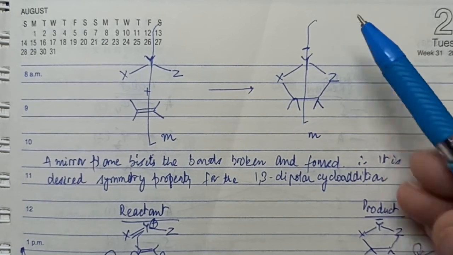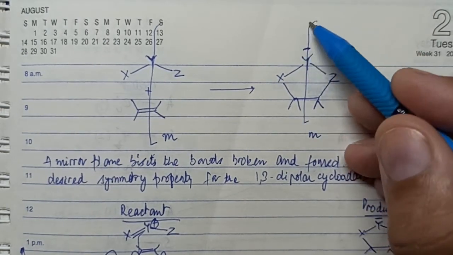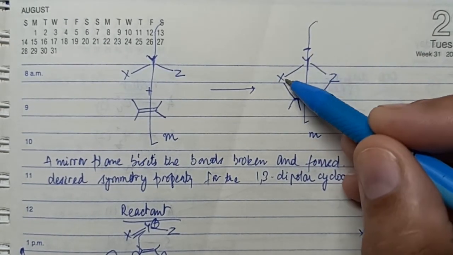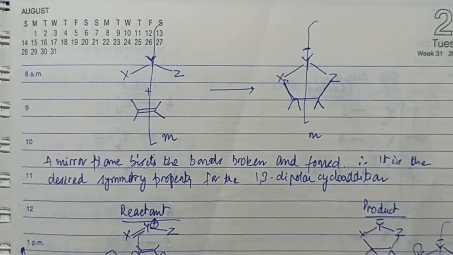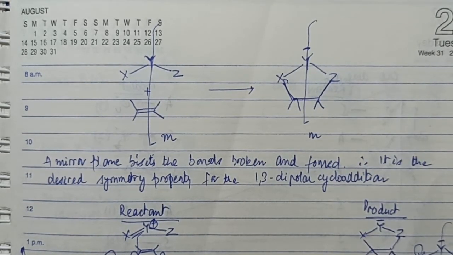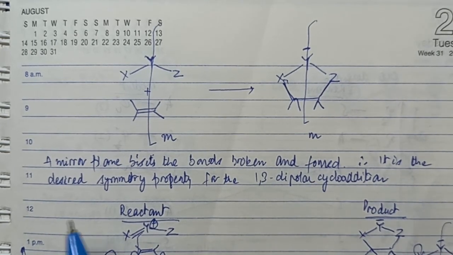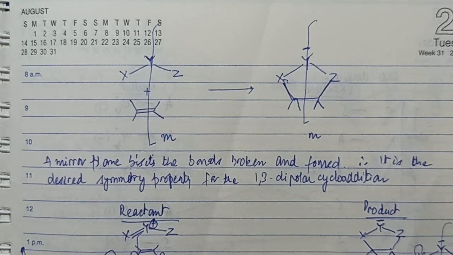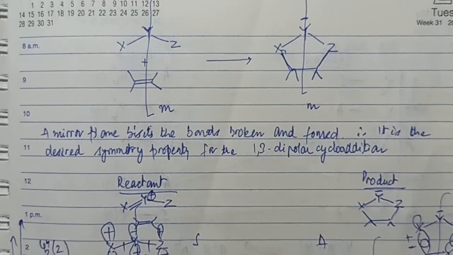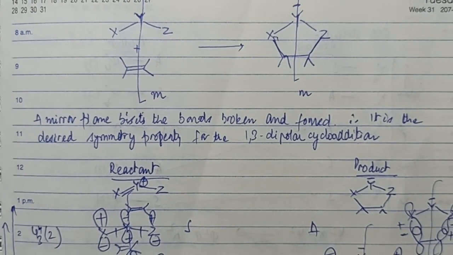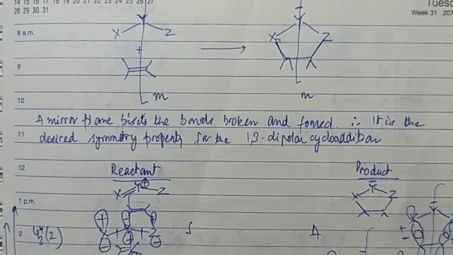Similarly, if you look at the product side, this mirror symmetry is bisecting the lone pair here, and it is probably bisecting both these sigma bonds formed. Therefore, a mirror plane bisects the bonds broken and formed, and therefore is the right symmetry property to be considered for 1,3 dipolar cycloaddition reactions in the OCD approach. The next step would be to draw the orbital correlation diagram.